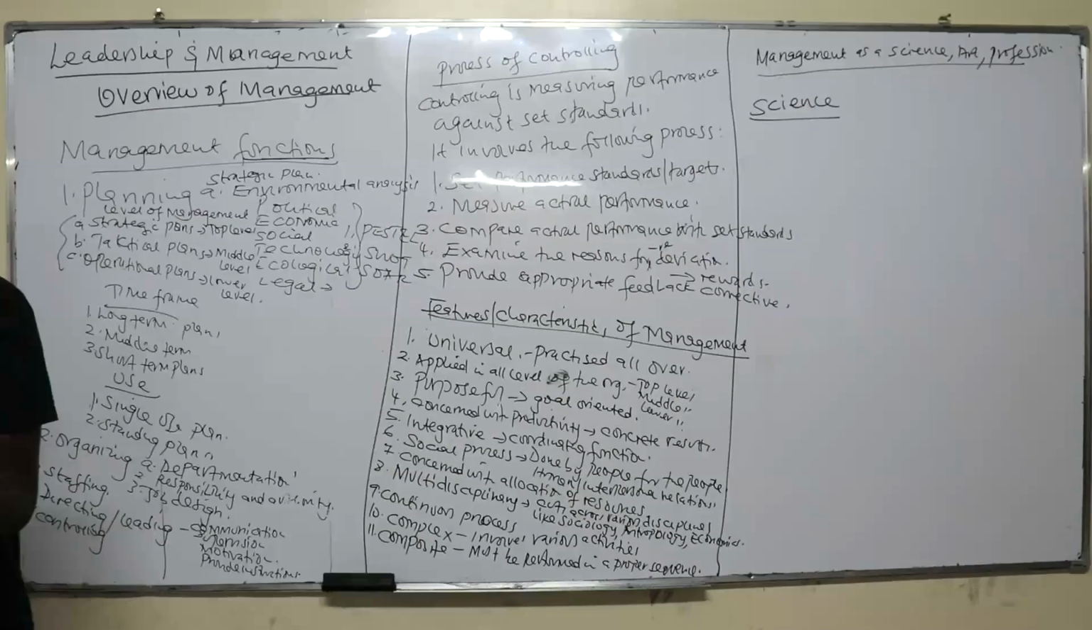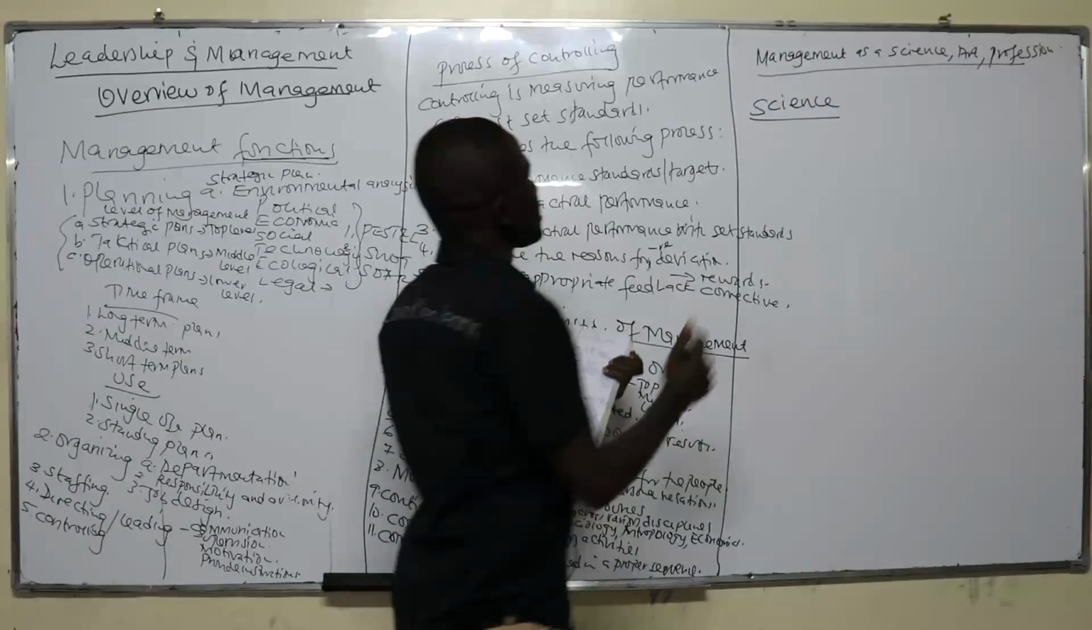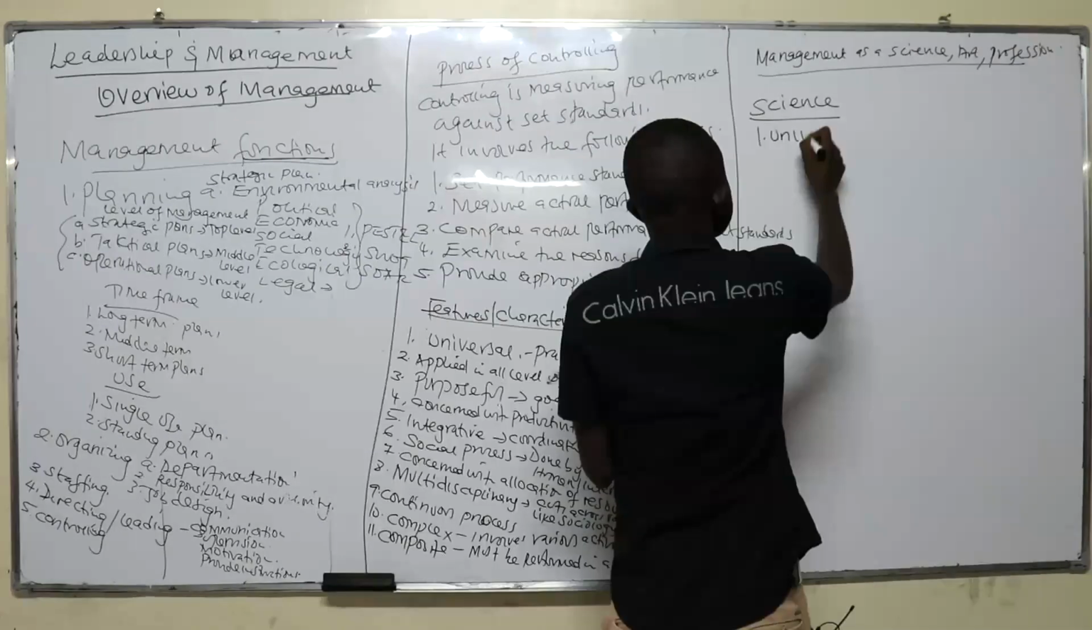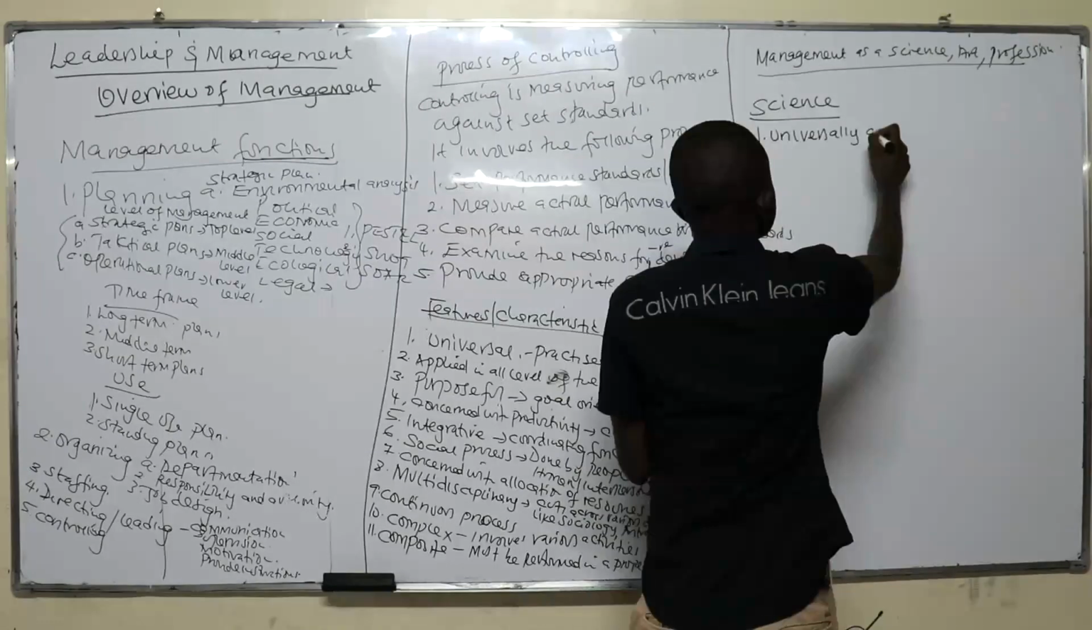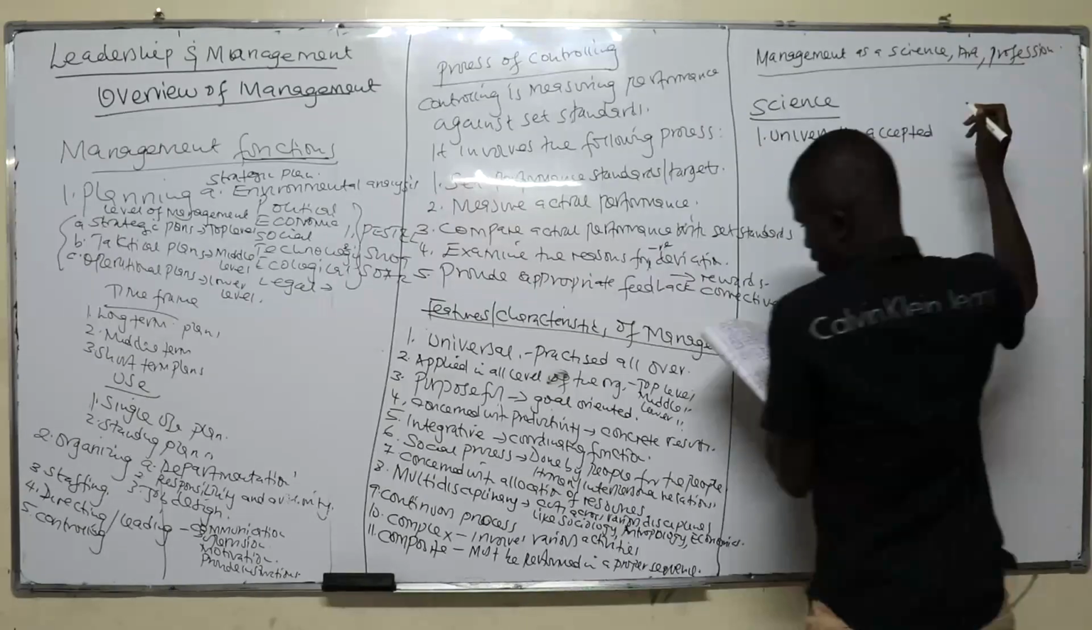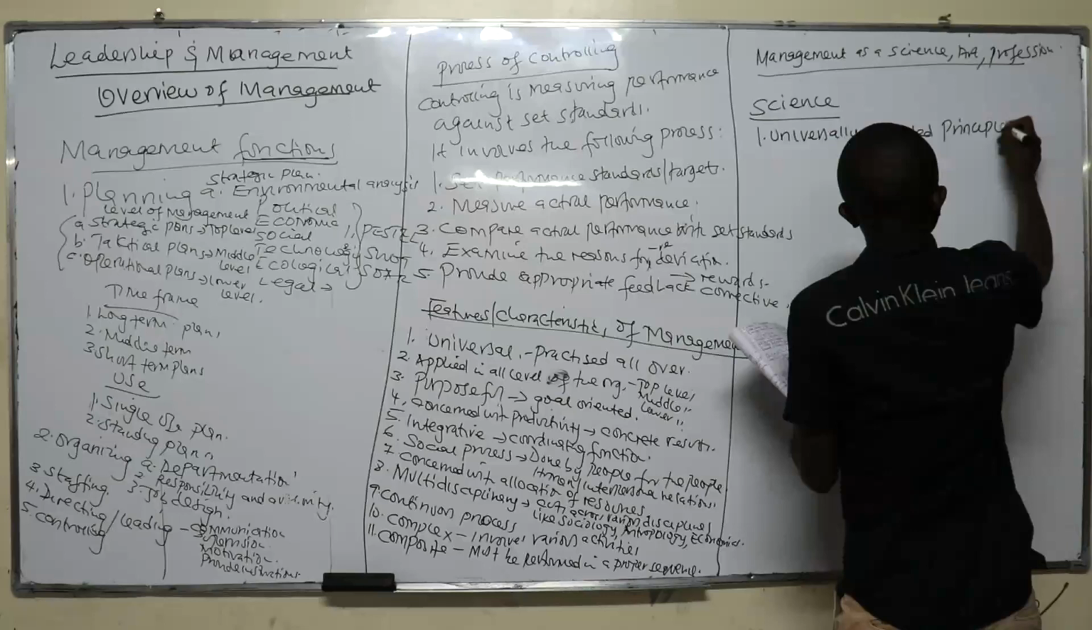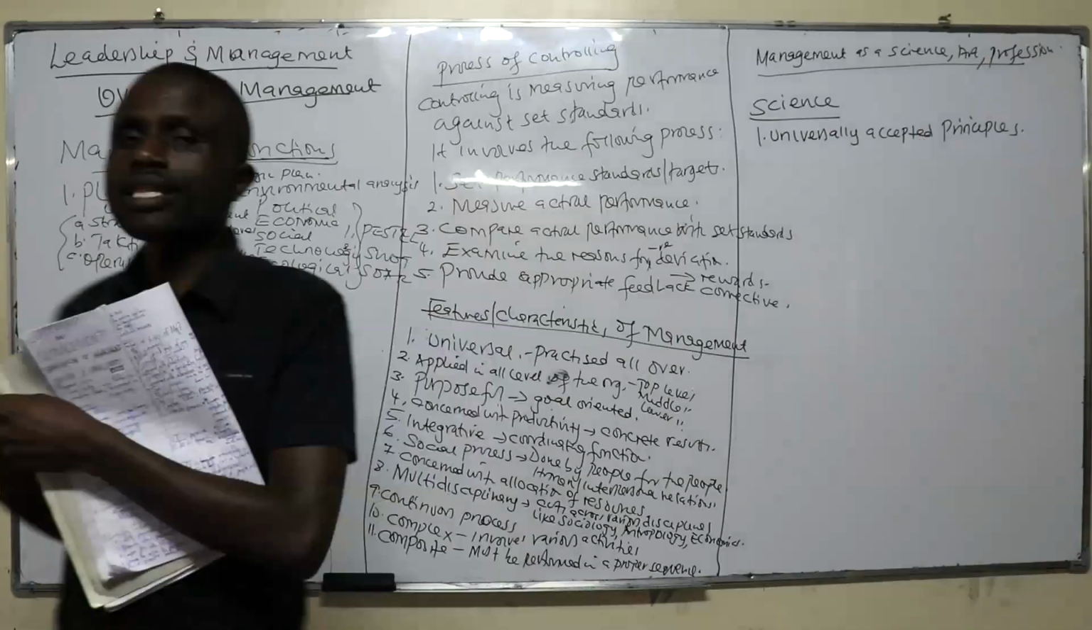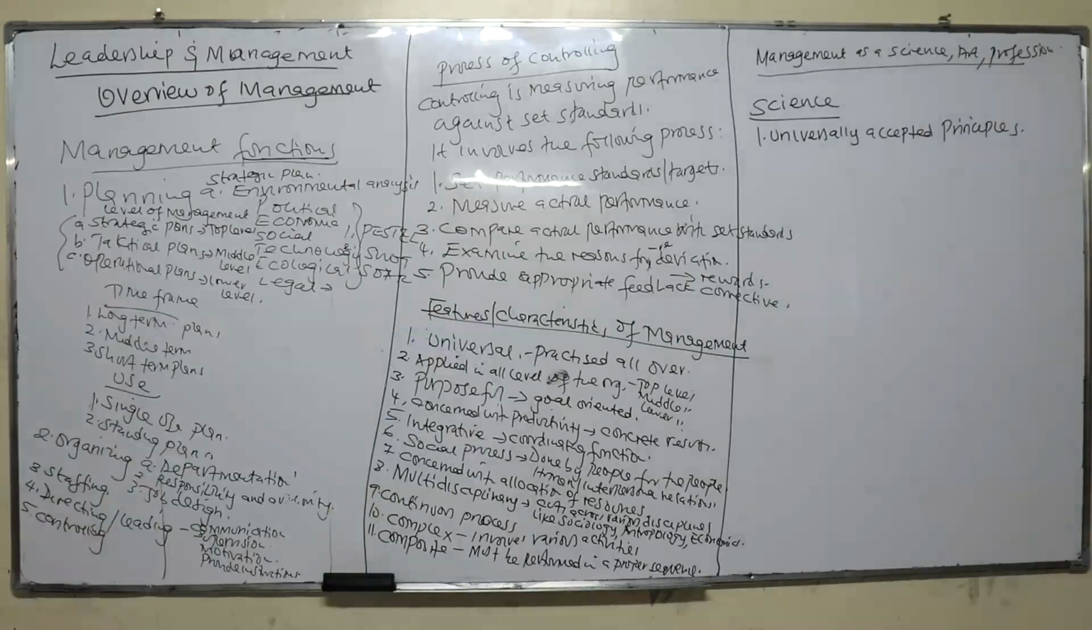One of the characteristics of science: every science has universally accepted principles. The same thing with management. That's why we also argued that it is universal. Across the world, it is universally agreed that these are the management functions and they must follow that sequence. There are certain management principles that you cannot debate about because they are universally accepted.